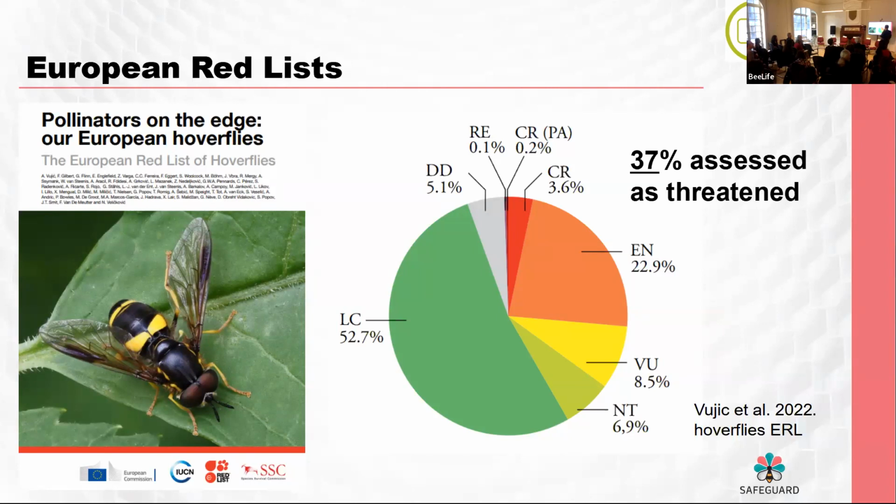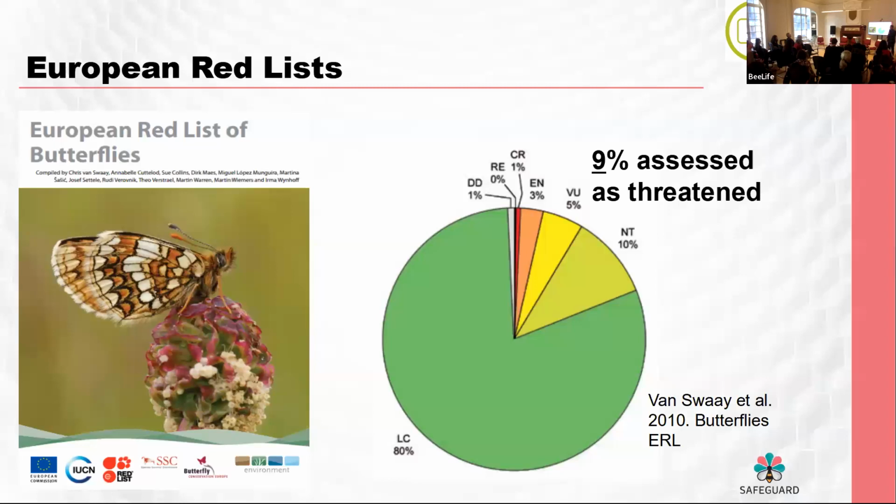But anyway, this is the result for the hoverflies, which was published last year. And you see that the percentage of threatened species is much higher in this group, for different reasons. I'm not going to detail that. And then we have the butterflies. The last assessment was published in 2010, and again, we will have an update soon. For this group, we have results similar to the bees, with around 10% of the species threatened.